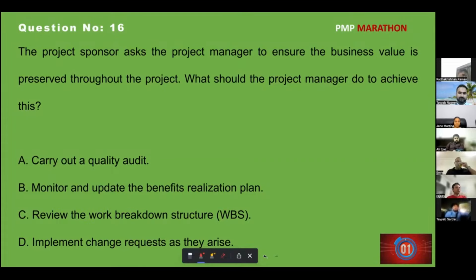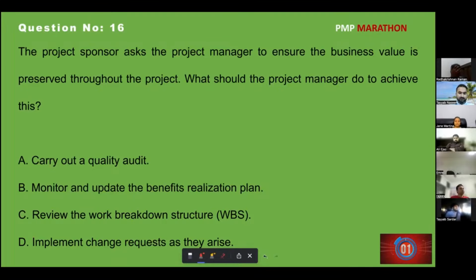What should the project manager do to achieve this? The project sponsor asks the project manager to ensure the business value is preserved throughout the project. Carry out quality audit, monitor and update benefit realization plan, review the work breakdown structure, implement change requests as they arise. So the keyword will be the business value is preserved throughout the project.